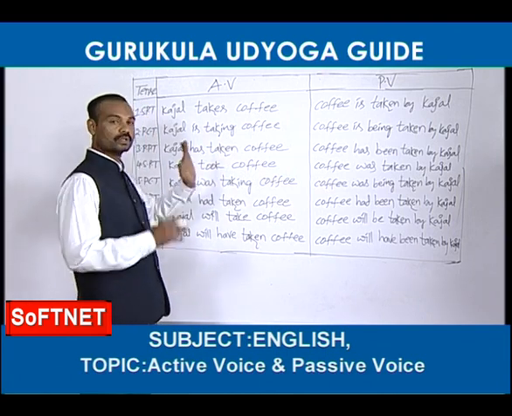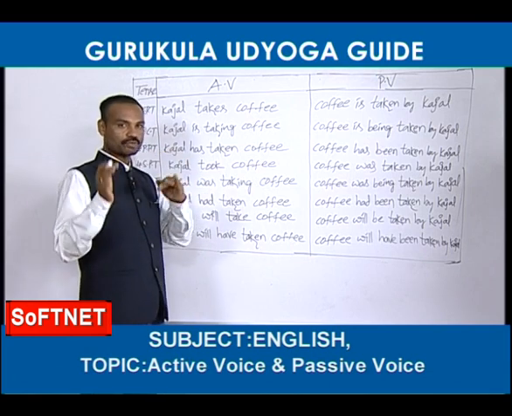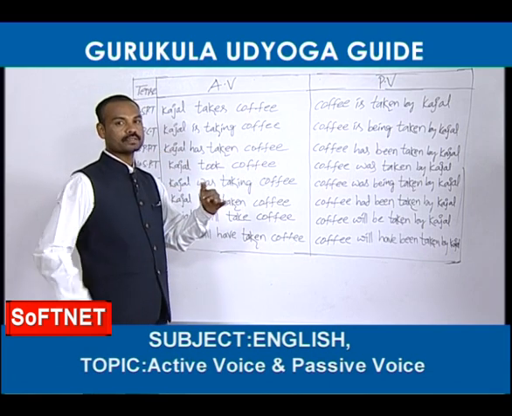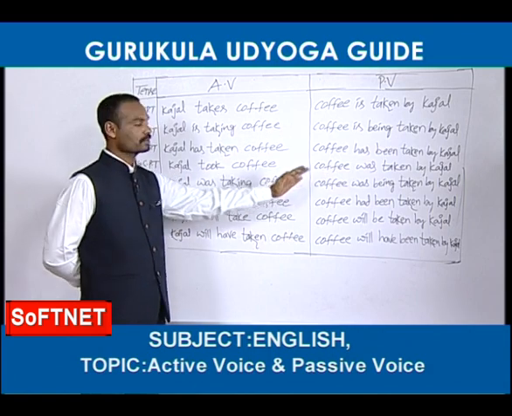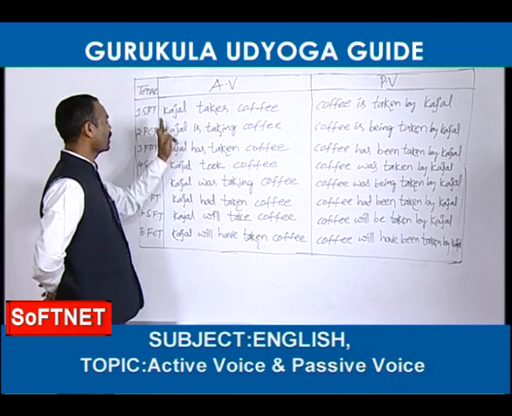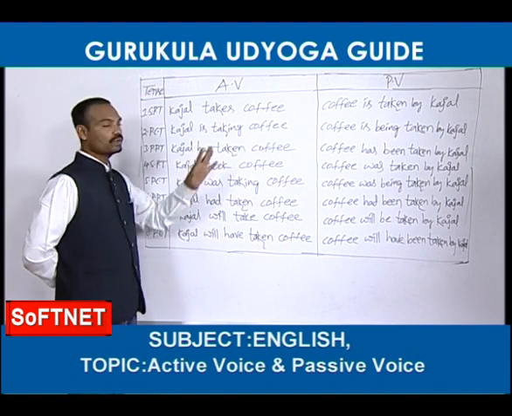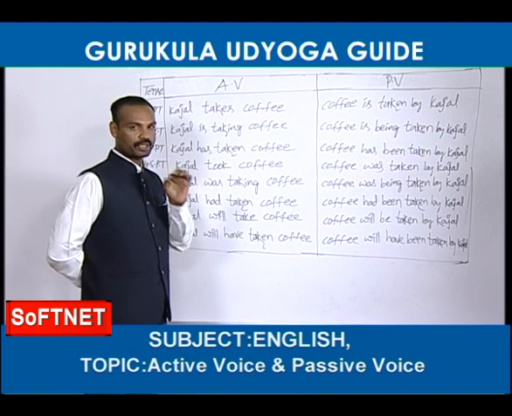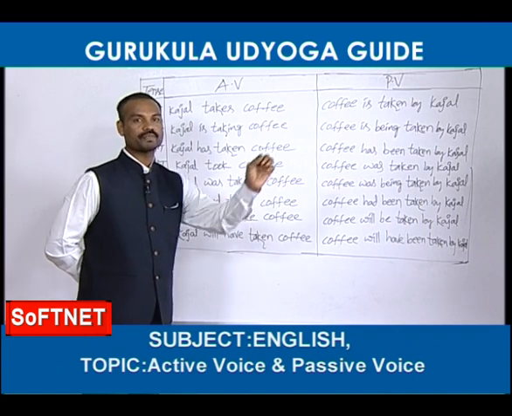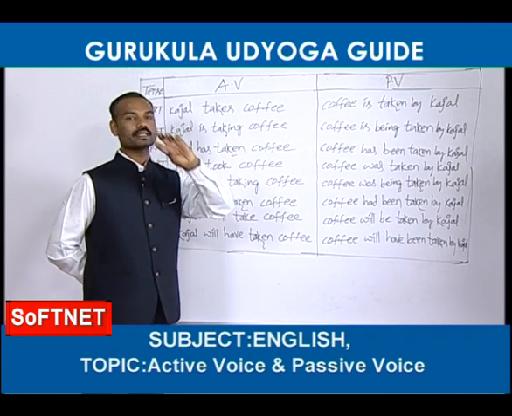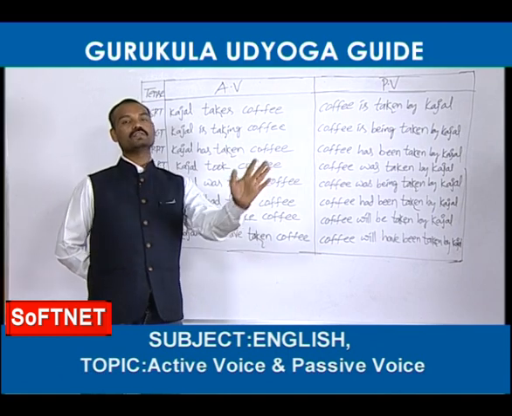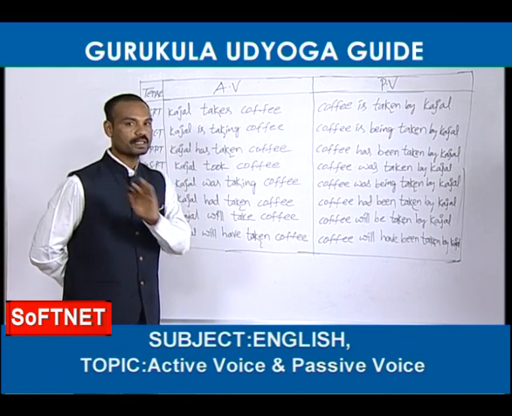What I have told you, in English there are totally 12 tenses, but only 8 tenses can be changed into passive voice. So 8 tenses are there, 1, 2, 3, 4, 5, 6, 7, 8. So 4 tenses have been deleted. They are present perfect continuous, past perfect continuous, future perfect continuous and future continuous. For these 4 tenses there are no passive voices at all.